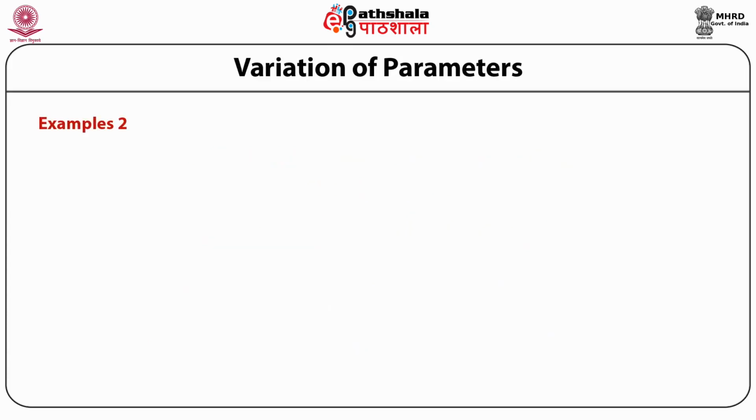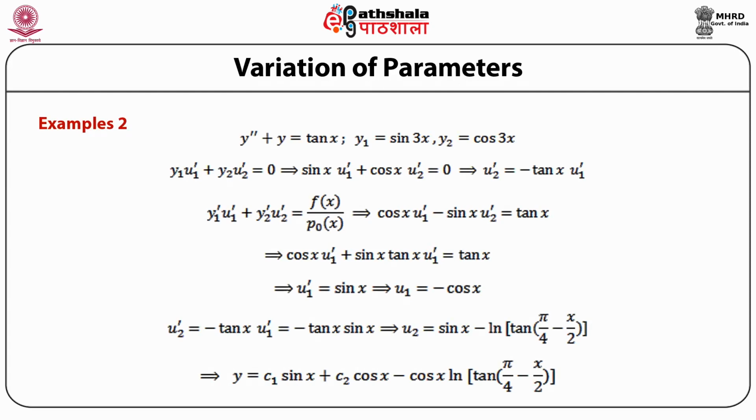Now let us consider an equation of the form y double prime plus y is equal to tan x. The two solutions of the complementary equation are sin x and cos x. Therefore, we have y1 times u1 prime plus y2 times u2 prime equal to 0. So, sin x times u1 prime plus cos x times u2 prime will also be equal to 0. This gives u2 prime to be equal to minus tan x times u1 prime.